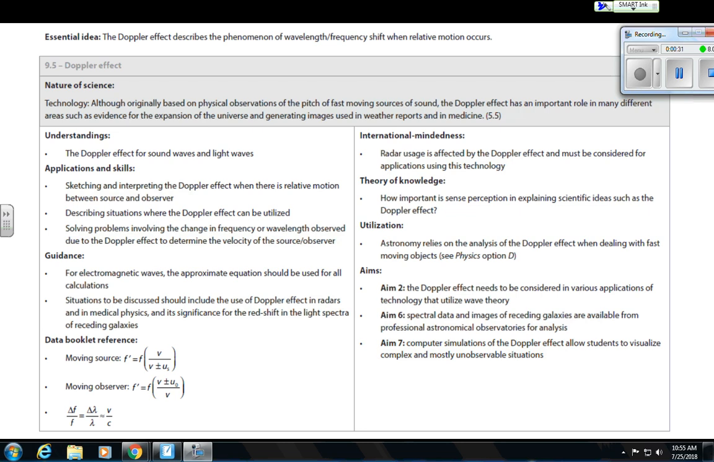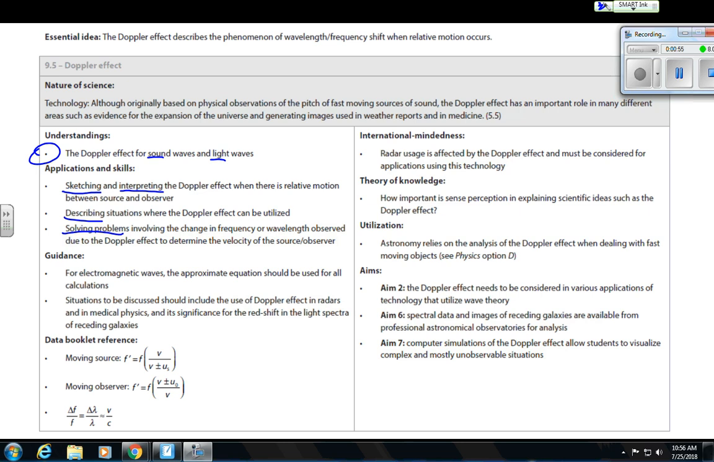Basically, you'll need to understand the Doppler effect for both sound waves and light waves. For applications and skills, you should be able to sketch and interpret the Doppler effect, so that's understanding the diagrams of how it works. You should be able to describe situations where the Doppler effect can be utilized. And of course, you should be able to solve problems. That's where the equations come into play.